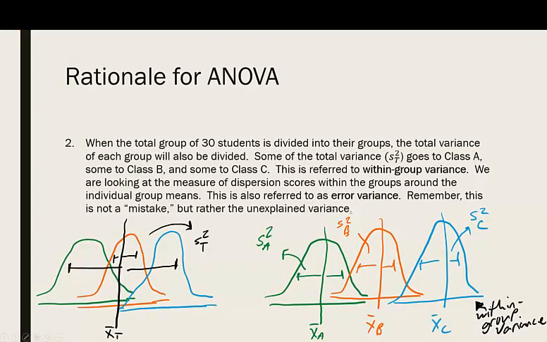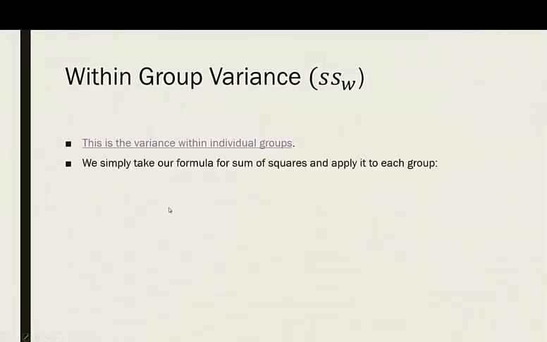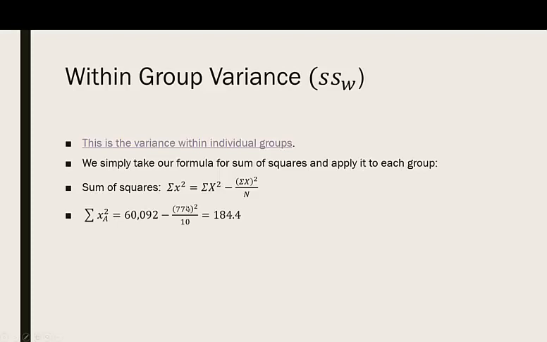And then when you're done, if you click on the end of the sentence here, it'll take you back. But you can see here, this is the variance within the individual group. So we need to figure that total variance. And we do that by simply taking our formula that we just used and applying scores from the individual classes. And that was all in our chart.